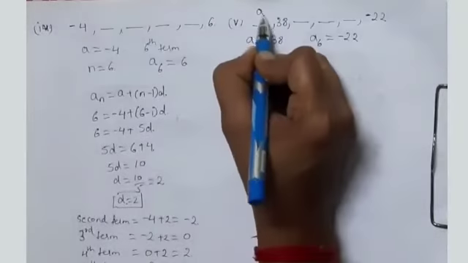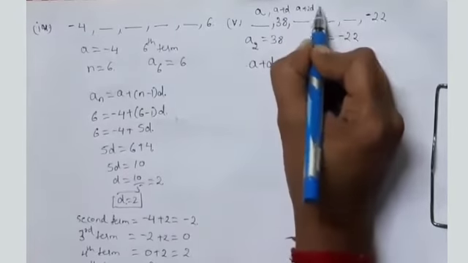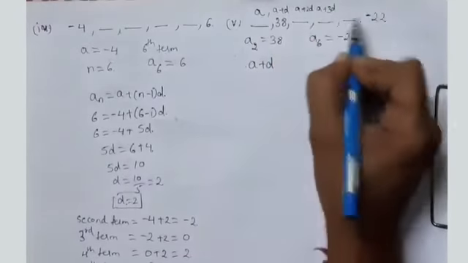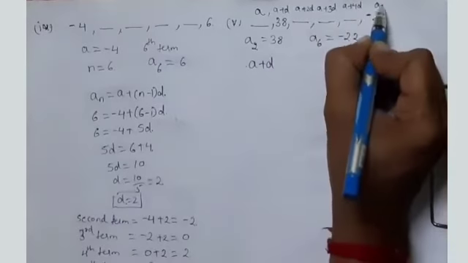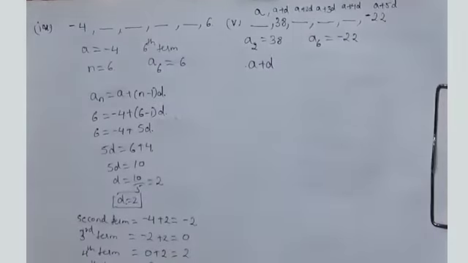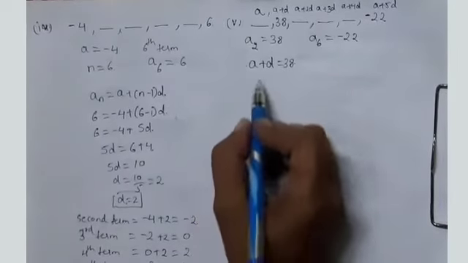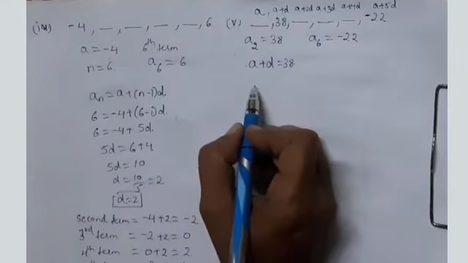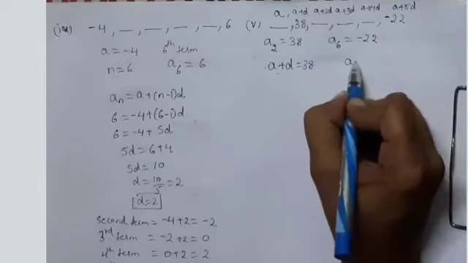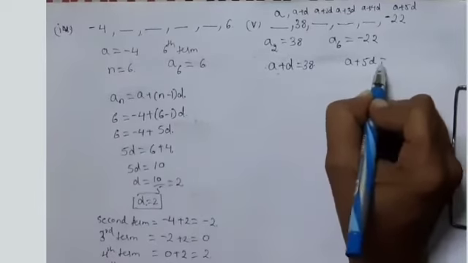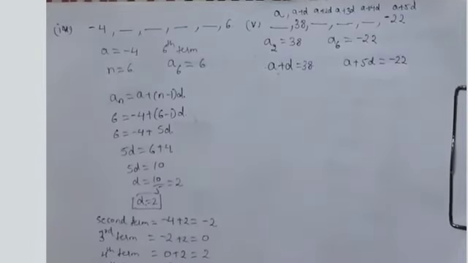I'll just write it for you here: A, A plus D, A plus 2D, A plus 3D, A plus 4D. Then our sixth term will be A plus 5D. Isn't it? So from here it will be easy for us to find the value of D. A plus D is 38. It means A plus 5D will be equal to minus 22.